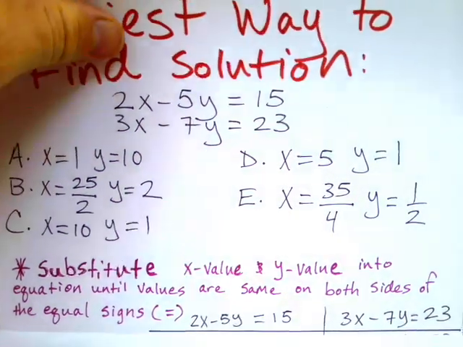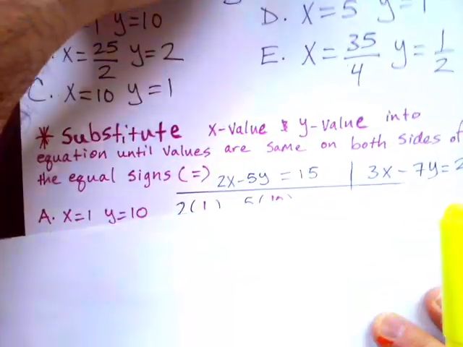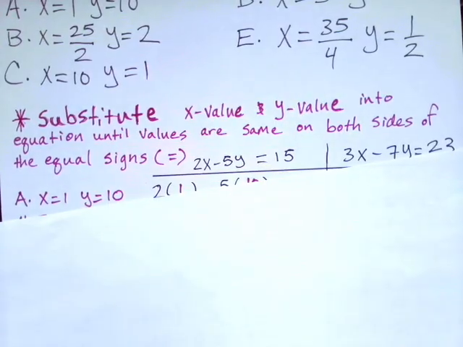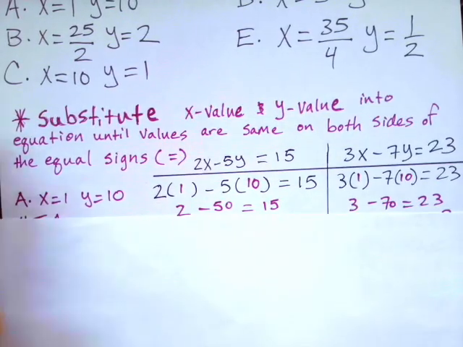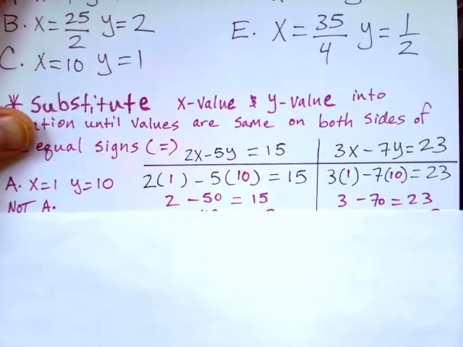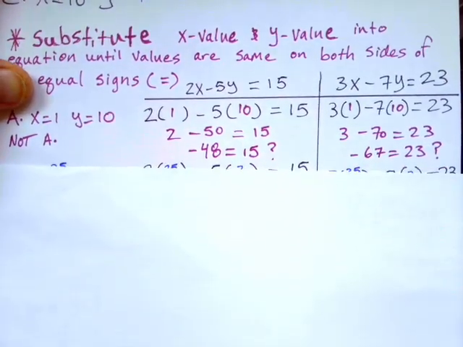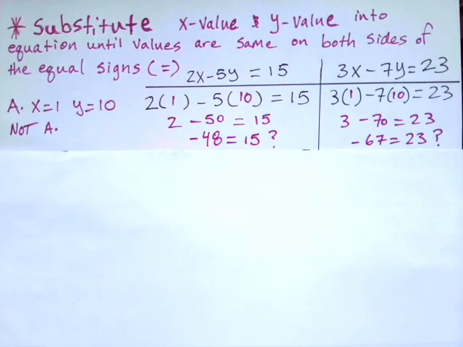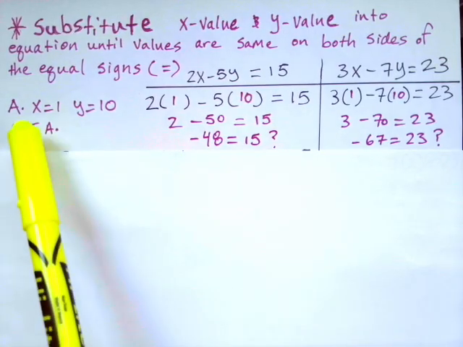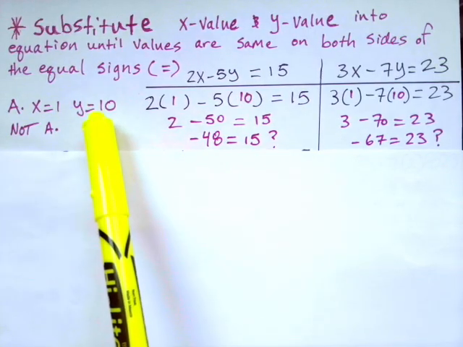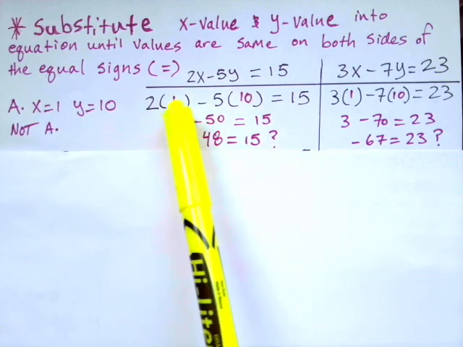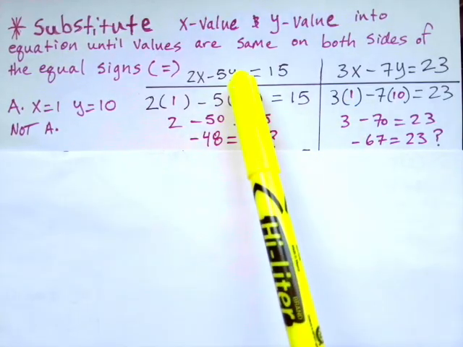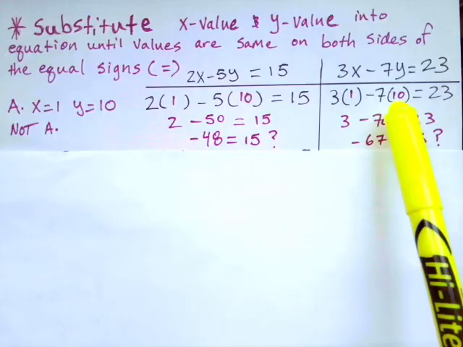So I'm just going to jump right into it and show you how this is going to look. I want to make sure this is crystal clear for everybody. I like to show you step by step what we're doing, and I don't want to confuse anybody. So for option A, x equals 1, y equals 10. I'm going to substitute 1 for x in both of the equations, and 10 for y in both of the equations.